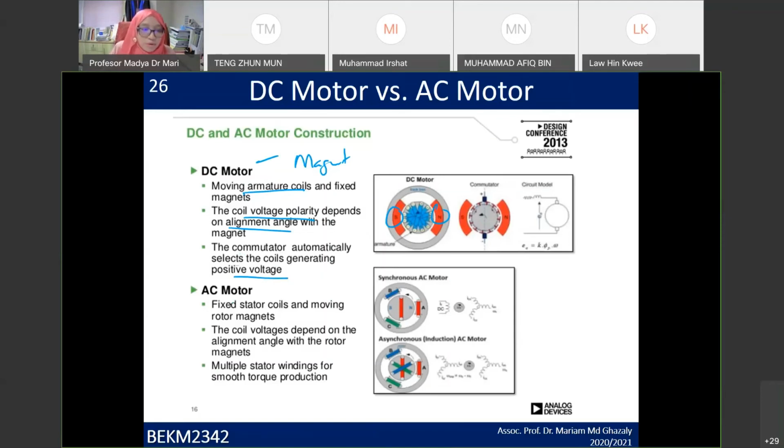The AC motor is the opposite of the DC motor. For the AC motor, you have the fixed stator coil. For example, this is the stator, fixed, and a moving rotor magnet. So with the moving rotor magnet, if you put the rotor or the magnet inside, it is going to rotate. Therefore, it's going to generate the force. So you can just go through this one.